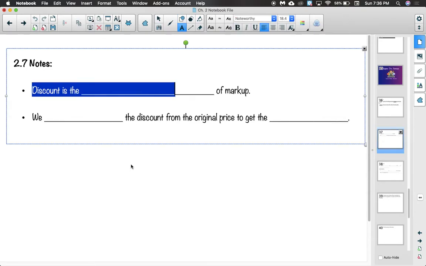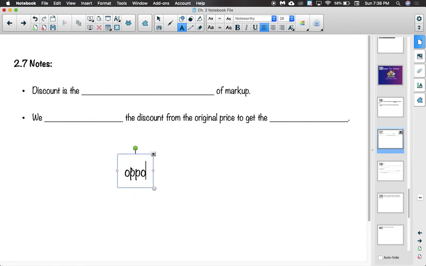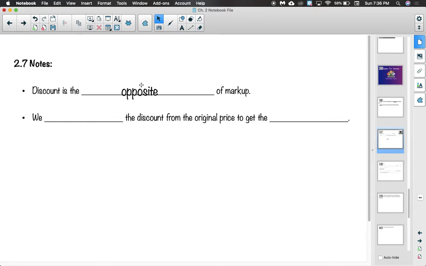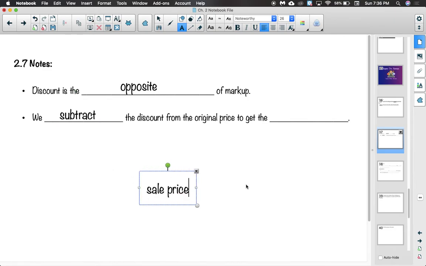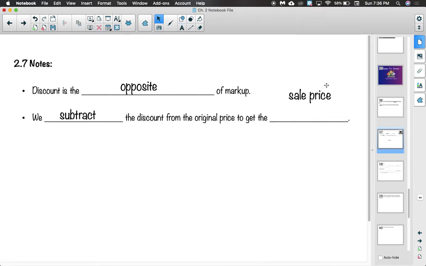Opposite of markup. And that should make sense because markup makes the price bigger, discount makes the price smaller. We are going to subtract the discount from the original price, and that's going to give us the sale price. So that's how those words are all related.